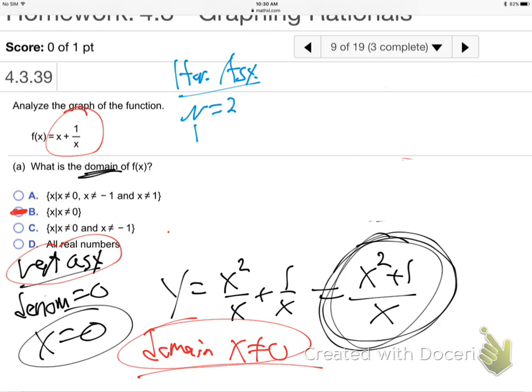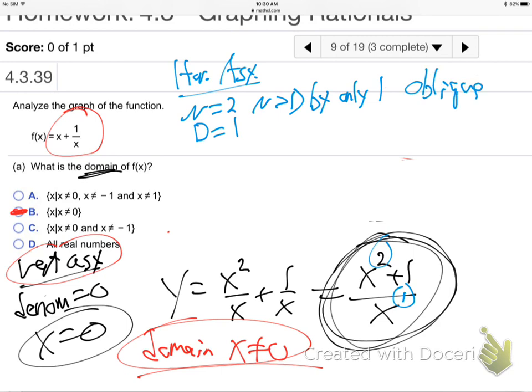Numerator is 2, denominator is 1, right? 2 power, 1 power. When the numerator is greater than the denominator by only 1, oblique. This is going to be the slanted asymptote, right? It's not going to be horizontal. It's going to be slanted. And how do you do it? Denominator, long divide into numerator, right? Remember that? What we just did a minute ago.